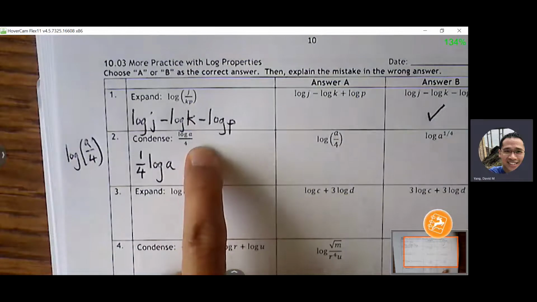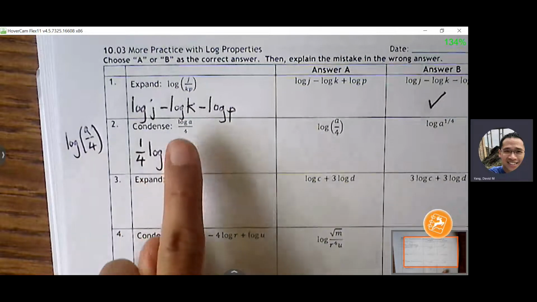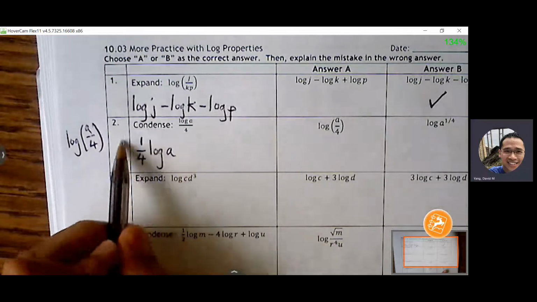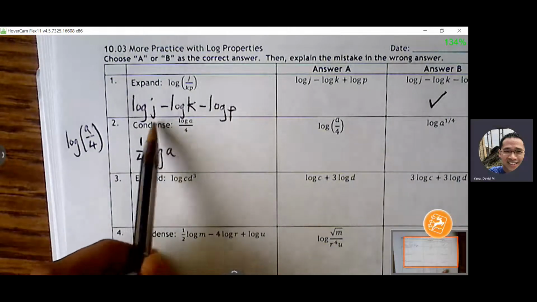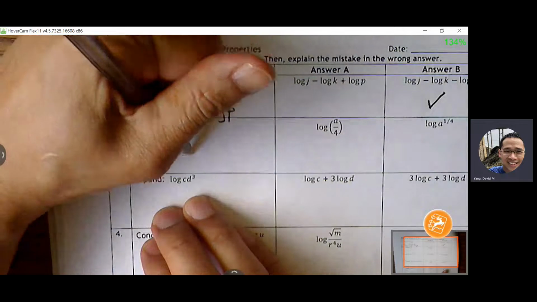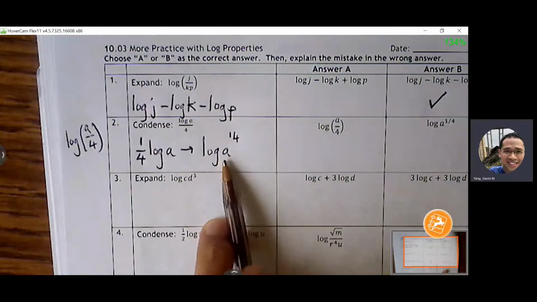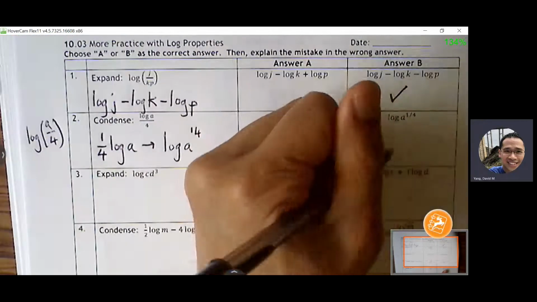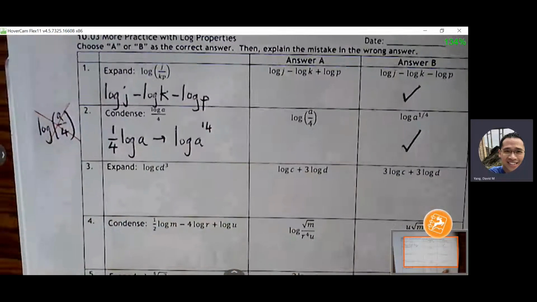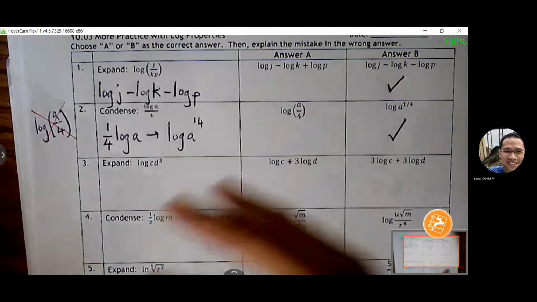It's a little misleading written out in this form; it makes you think it's inside, but it's really outside. This is the same thing as 1/4. And if I see that 1/4, I want to condense it. Where can I put that 1/4? Up, as an exponent. If I move it up as an exponent to condense it, this becomes log of A to the 1/4, which is the 4th root of A, and that matches answer choice B. So this is not the same thing as this here. Okay, keep going, expanding.